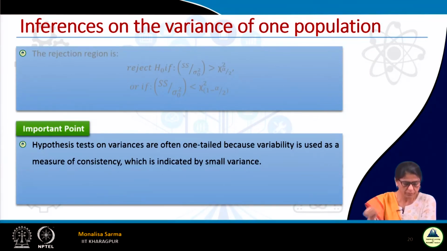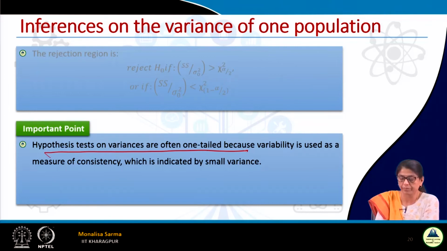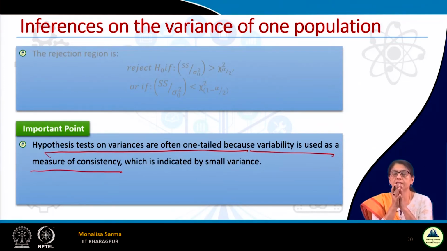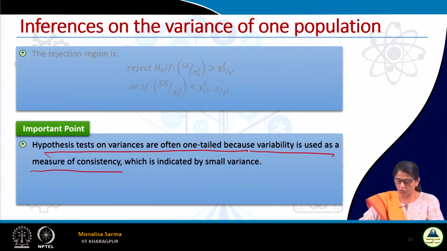Coming back, if you see here, hypothesis tests on variance are often one tail, because variability is a measure of consistency. When we try to infer on the variance, we usually never test whether the variance is smaller than a value, because we want smaller variance. Smaller variance indicates consistency. For any product, equipment, or material, we want variance to be as low as possible, so smaller variance is a positive thing for us. What we usually check is whether the variance is greater. So mostly in hypothesis testing on variance, we test for greater variances. That way it is single tail.